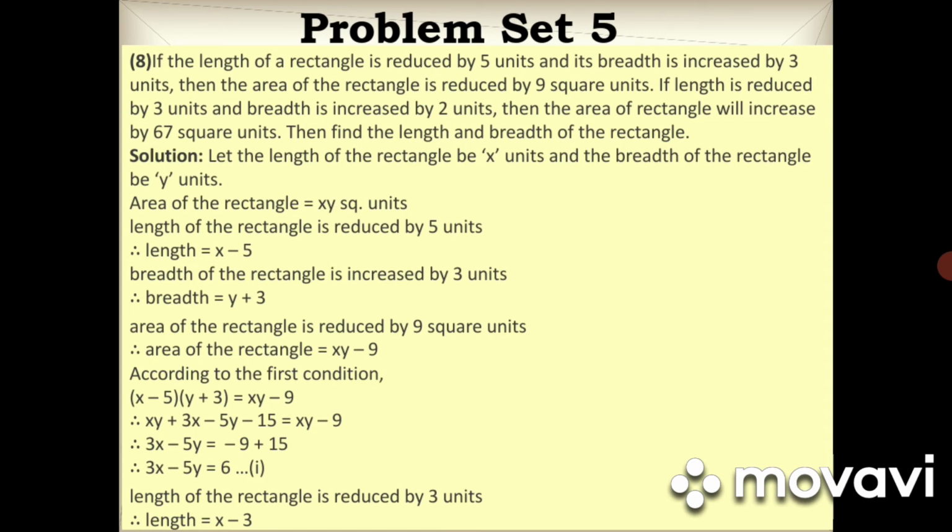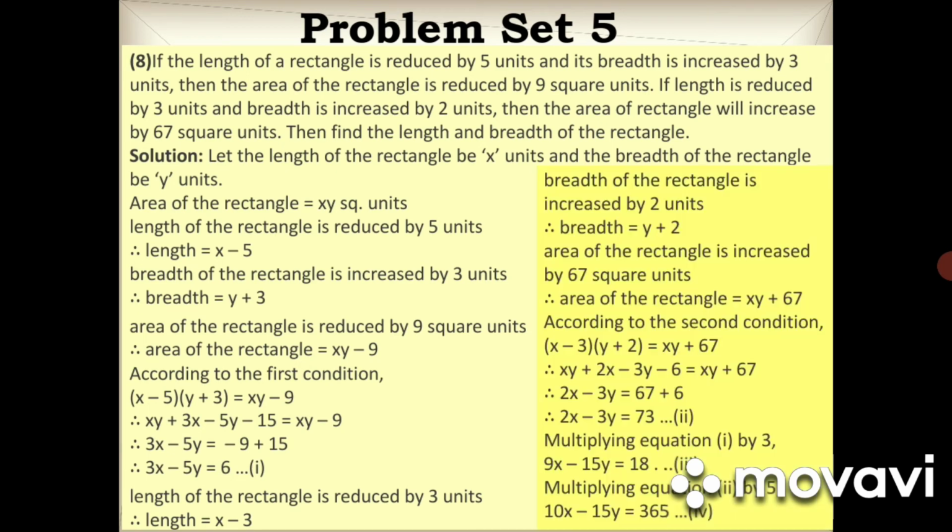Length of the rectangle is reduced by 3 units. Therefore, length is equal to x minus 3. Breadth of the rectangle is increased by 2 units. Therefore, breadth is equal to y plus 2. Area of the rectangle is increased by 67 square units. Therefore, area of the rectangle is equal to xy plus 67.